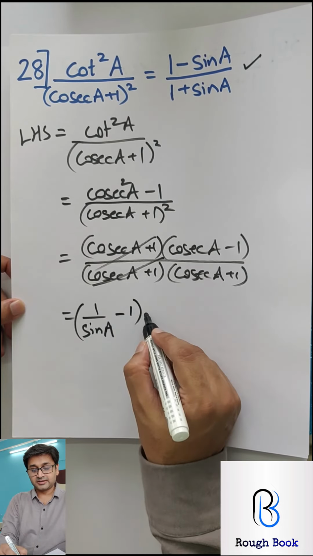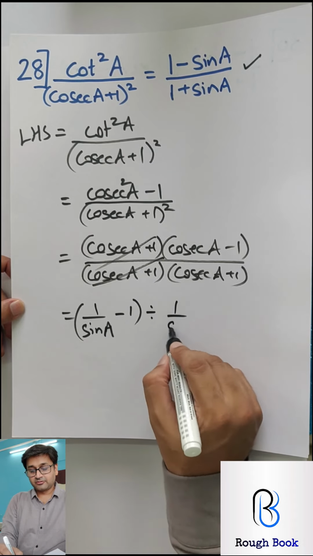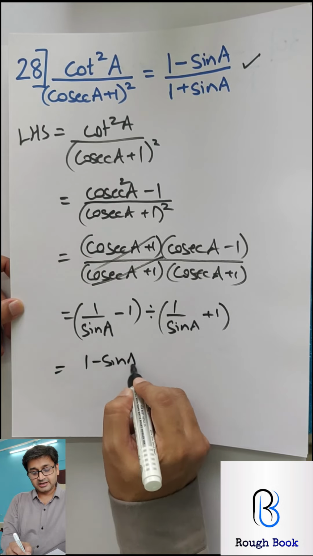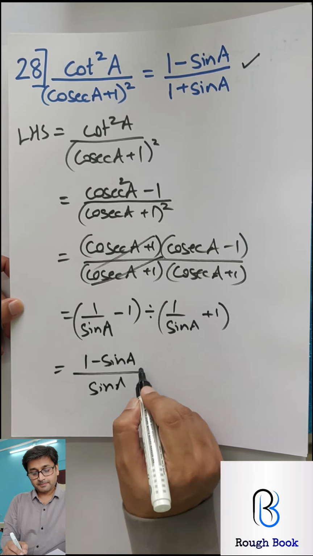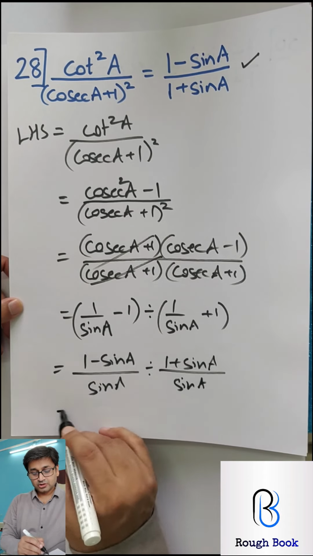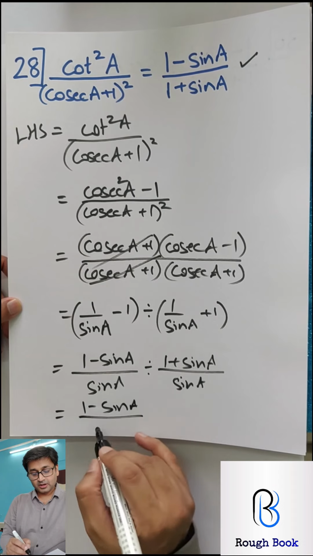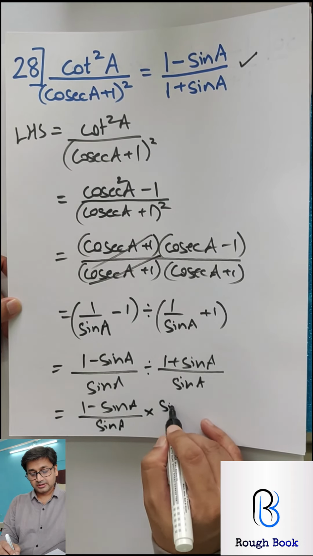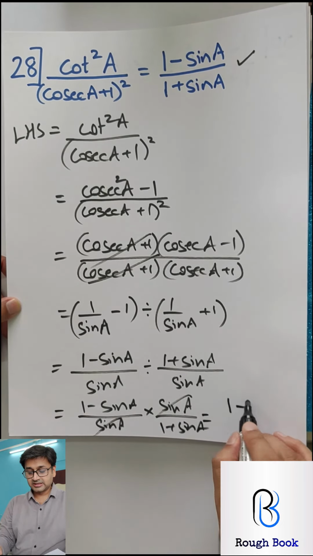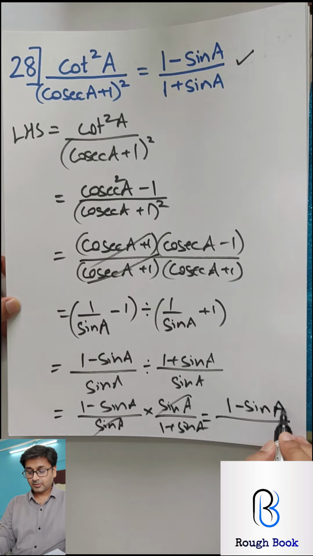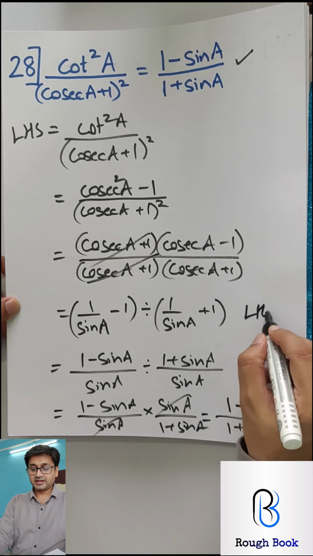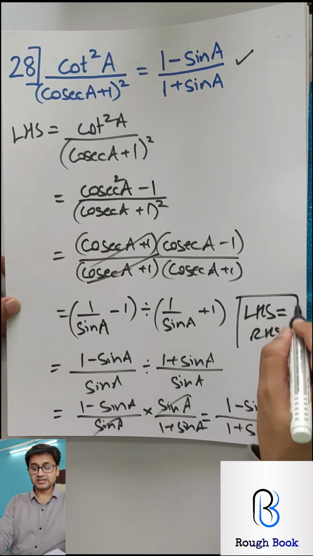So 1 upon sine A minus 1 in brackets divided by, this is again 1 upon sine A plus 1 in another bracket. So I'll get 1 minus sine A upon sine A divided by 1 plus sine A upon sine A. So what will happen? 1 minus sine A upon sine A into sine A upon 1 plus sine A. So I can easily cancel this. What is left is 1 minus sine A upon 1 plus sine A. Is that what was needed? Yes. So therefore I can say LHS is equal to RHS in the end.